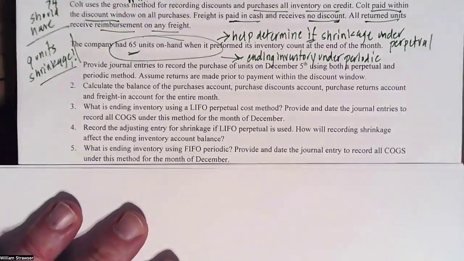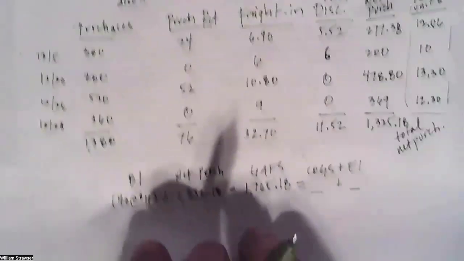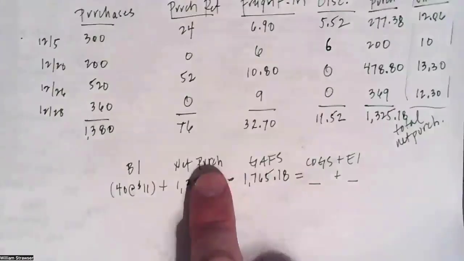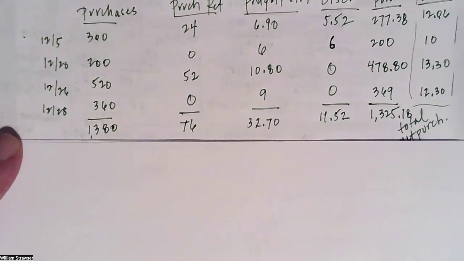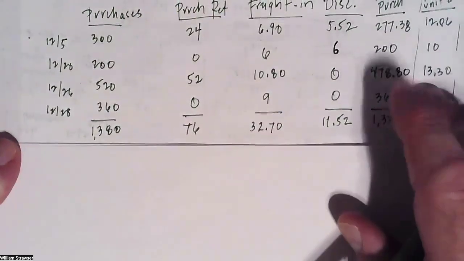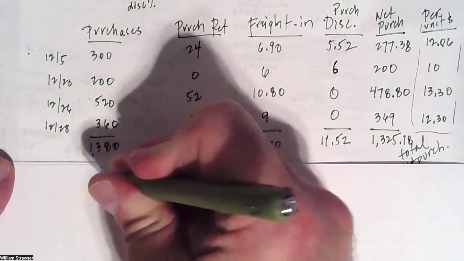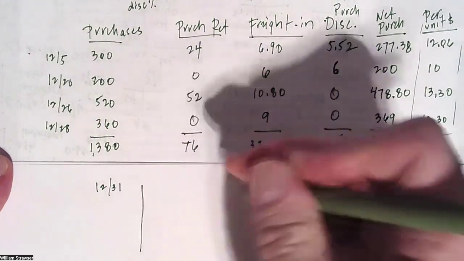Recording cost of goods sold under the periodic method actually is the easiest thing in the world once you've developed the entirety of our purchases, purchase returns, freight, and discount accounts. Because remember, to record cost of goods sold in a periodic system, we only do it once. We do it at the end of the period. So we're at December 31st, and we want to record cost of goods sold for December 31st.